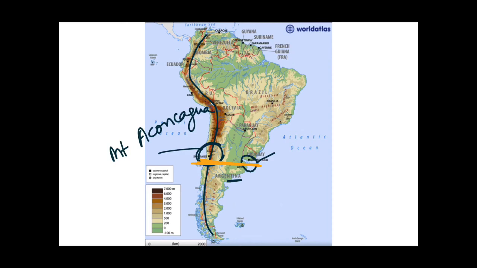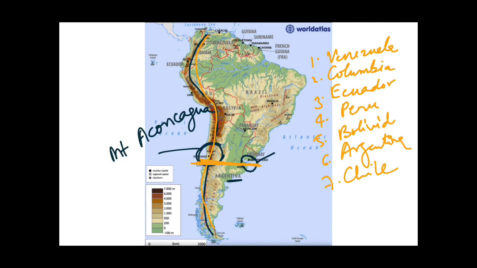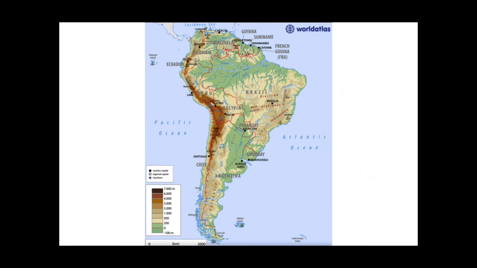So as I told you, these Andes mountains pass through 7 nations. These are the 7 nations: Venezuela, Colombia, Ecuador, Peru, Bolivia, Argentina and Chile. And you can see over here that this is Bolivia, and the widest part of these Andes mountains lies over here in Bolivia.